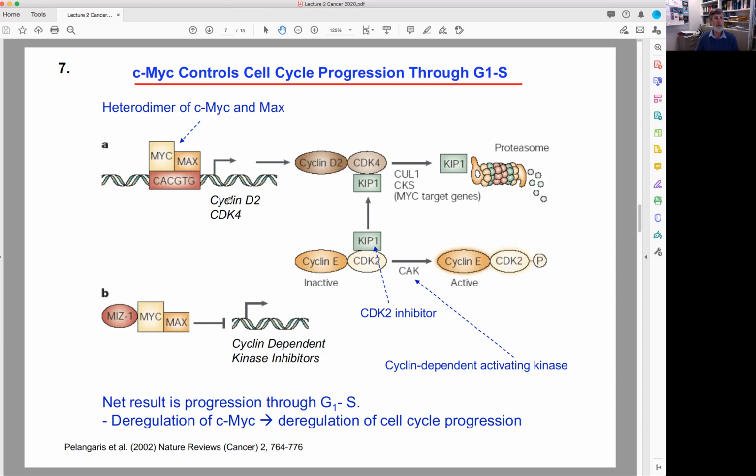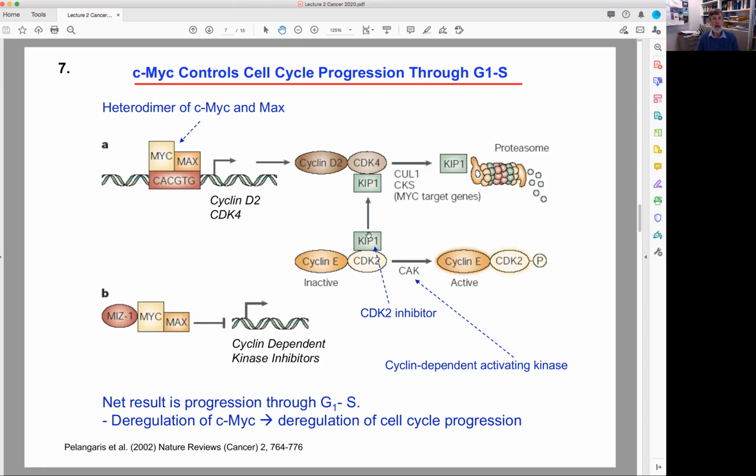So you get increased transcription of these two genes, so you get more of these two proteins produced, which bind to each other to give this complex, and that cyclin D2 CDK4 complex binds this inhibitor protein, KIP1. And via some other proteins, you don't need to worry about these, but these are also upregulated by MYC, so they're target genes for MYC, they cause the ubiquitination of this KIP1 inhibitor protein, causing its proteasomal degradation.